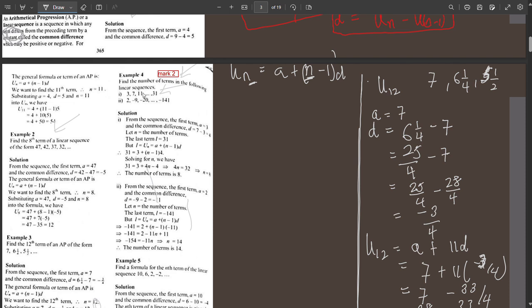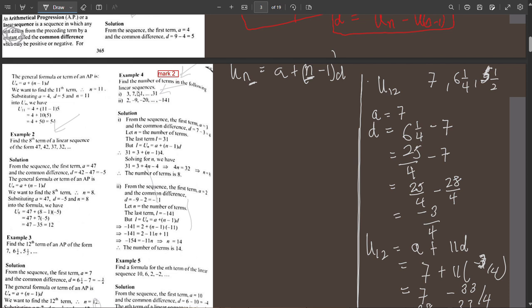So we have 1, 2, 3. There are terms here, and then we want the number of terms. How do we get the number of terms? Right, you just use the formula. To find the number of terms, you just have to find the position of the last element.